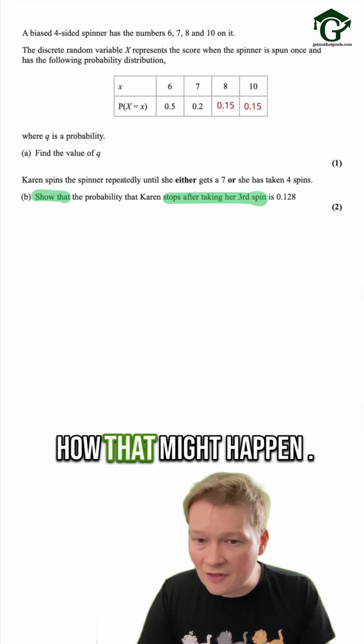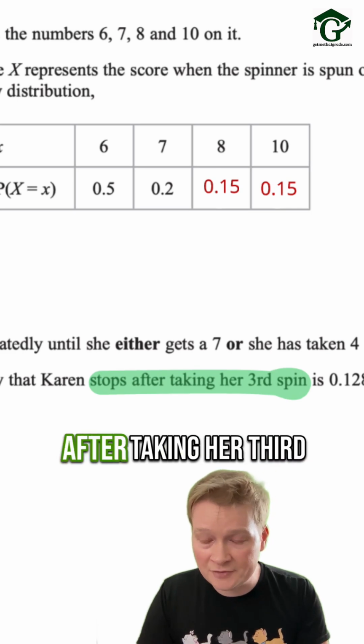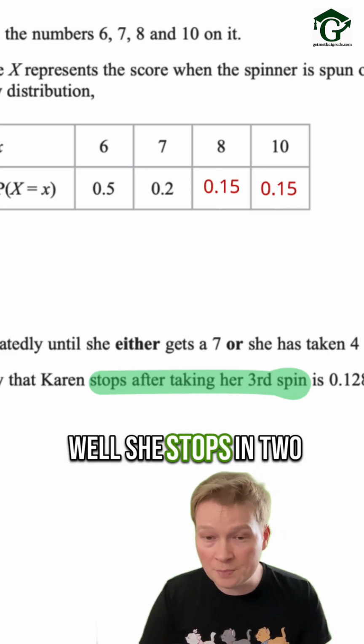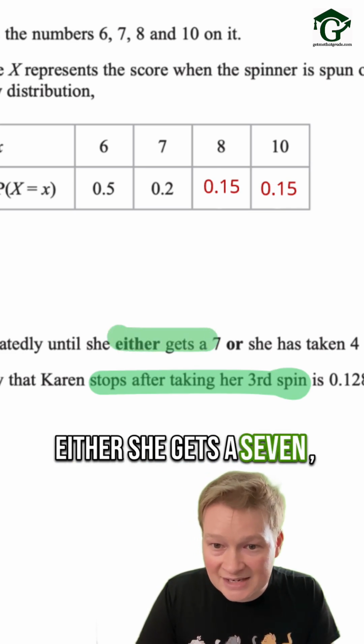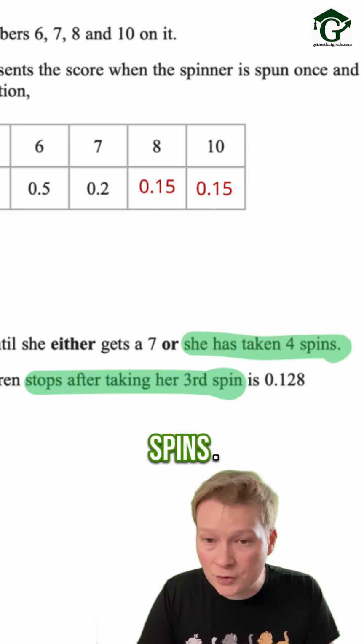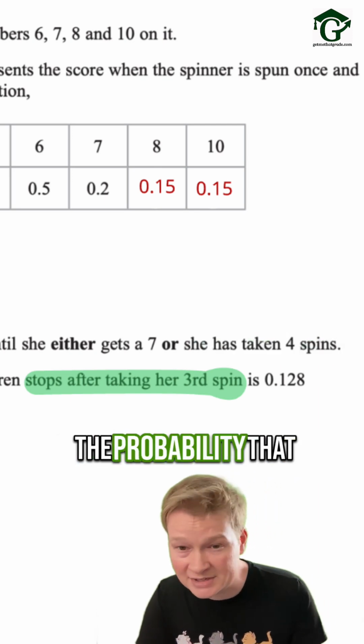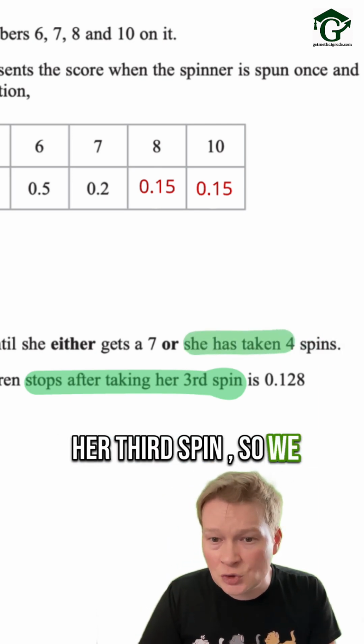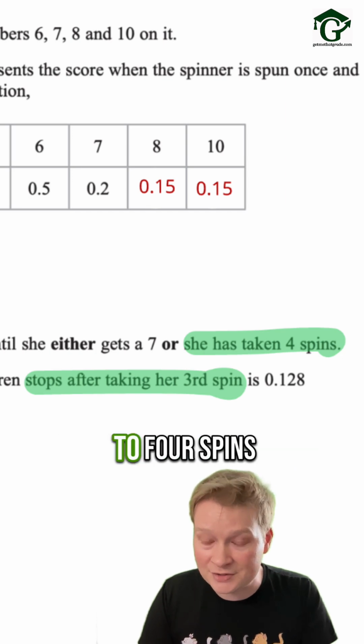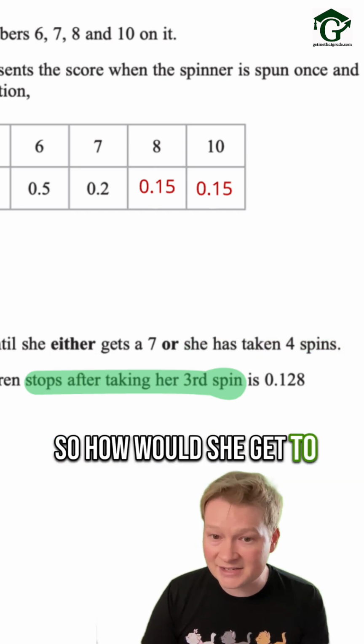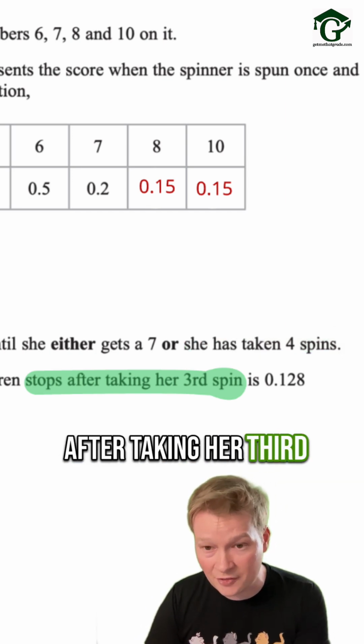So let's think about how that might happen. How might Karen stop after taking her third spin? Well, she stops in 2 scenarios. Either she gets a 7 or she's taken 4 spins. Well, we're looking for the probability that she stops after taking her third spin, so we don't have to worry about this because she won't even get that far to 4 spins. So how would she stop after taking her third spin?